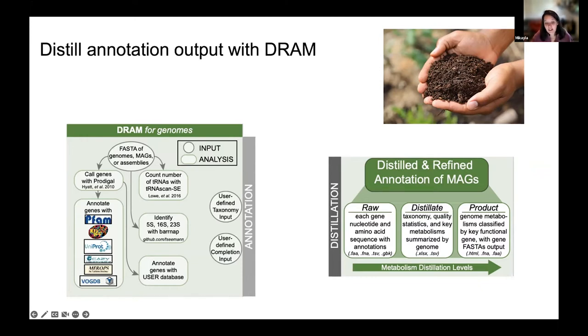The product is then one level down, and this provides you with specific genome calls for each metabolism. So for example, you could look at the product and infer whether a genome is a methanogen or not. The product really provides you with the most succinct level of information.